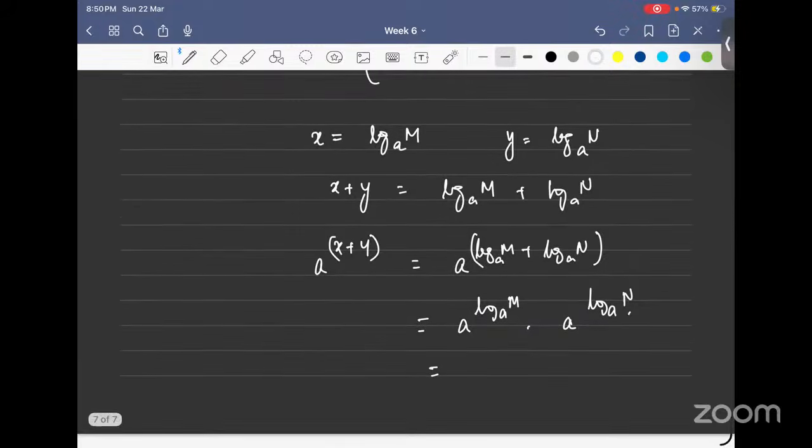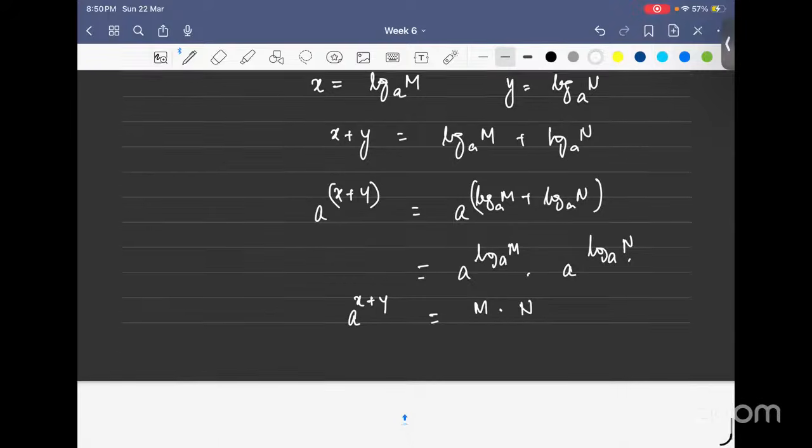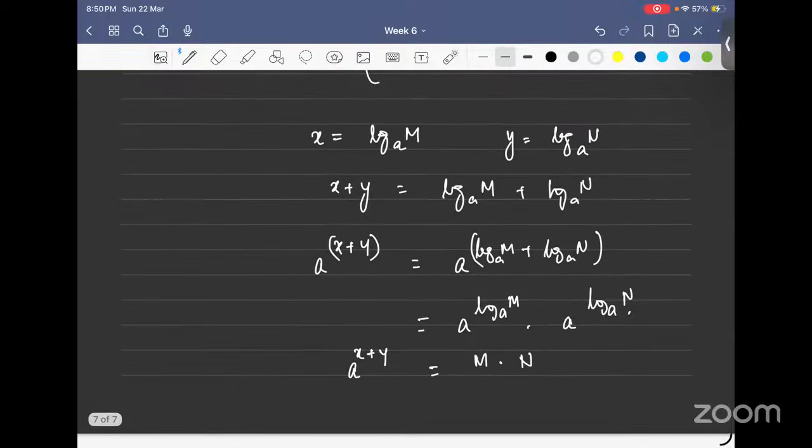Okay, can you write this as m and this as n? Yes, sir. Correct, so this is something like a to the power x plus y. And what is this a to the power x plus y?